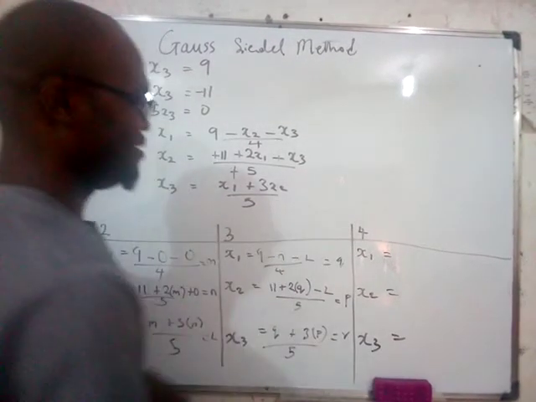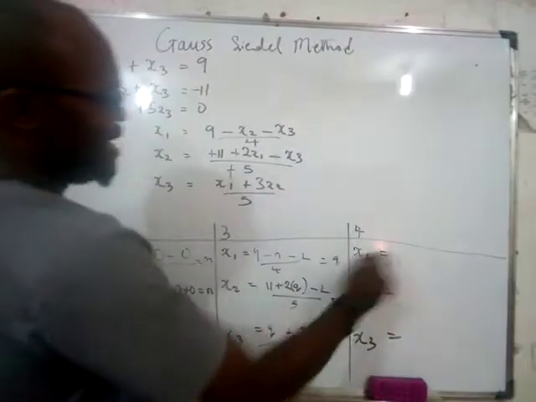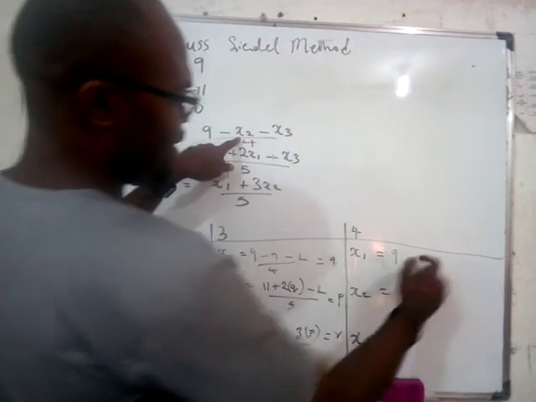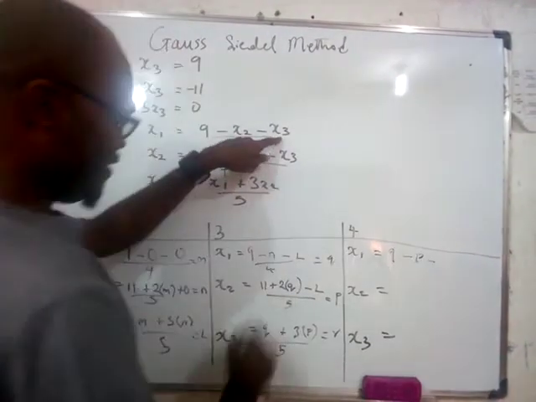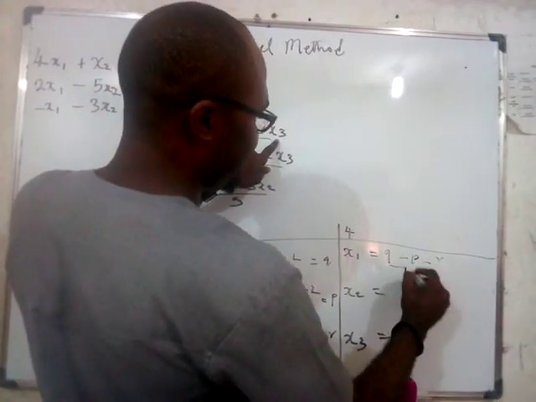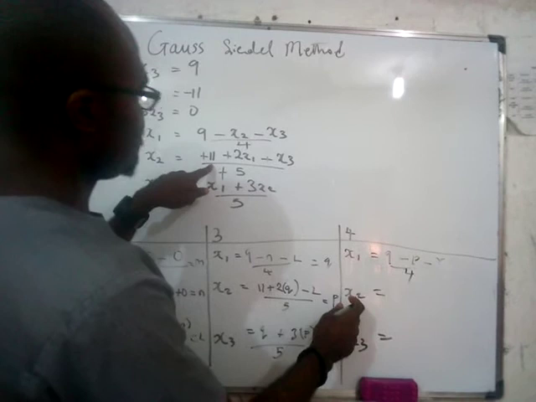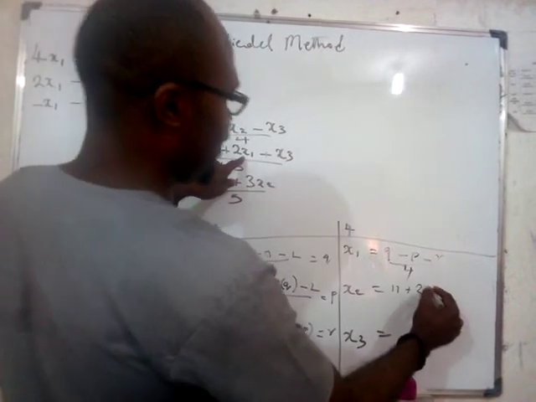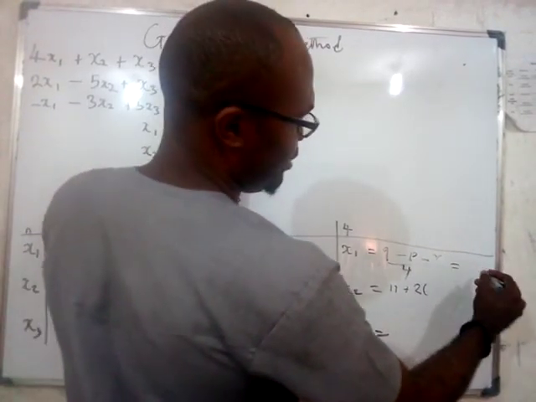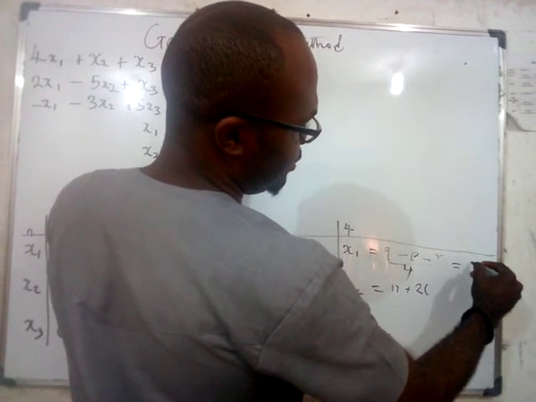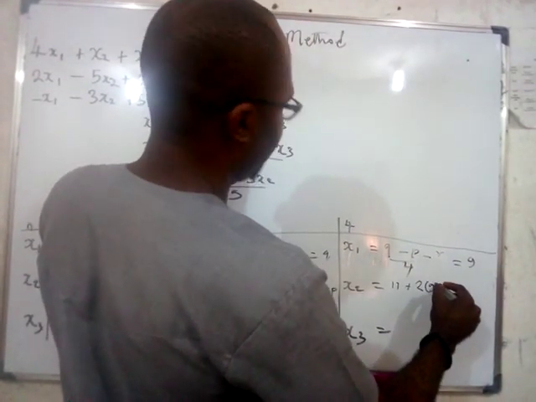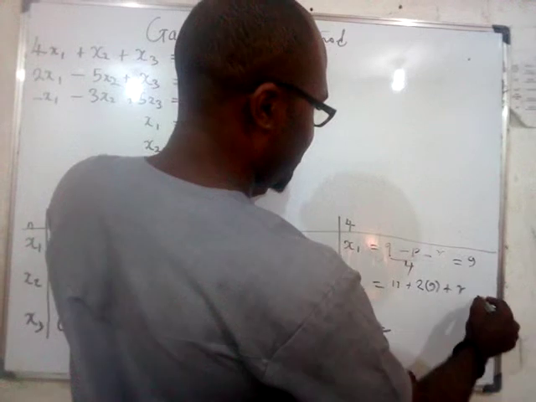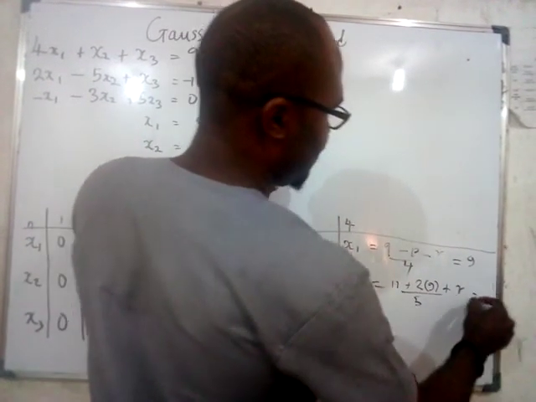You understand? So you do the same thing here. For x1 you use the first equation, 9 minus the latest value of x2, which is P, minus the latest value of x3, which is R, all over 4, giving say G. Now x2: 11 plus 2 times the latest value of x1, which is G, plus the latest value of x3, which is R, all over 5, equal to H.